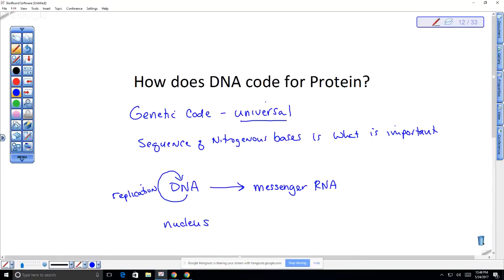Okay. Remember that you can abbreviate that as mRNA. Now, this process of making a copy of the sequence of nitrogenous bases is what is referred to as transcription.